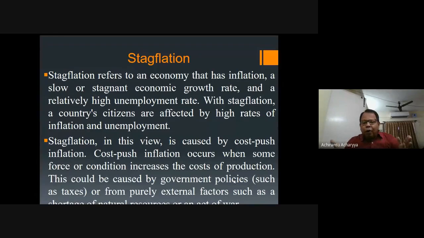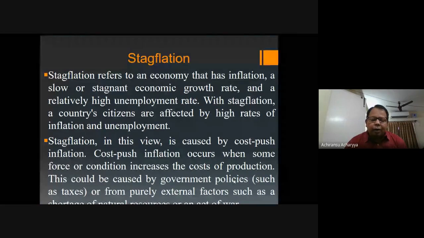A very high unemployment rate occurs, and with stagflation, a country's citizens are affected by high rates of inflation and unemployment. So stagflation in this view is caused by a cost push inflation. We'll talk about that in more detail later on. Cost push inflation occurs when some force or condition increases the costs of production. This could be caused by government policies such as taxes, or from purely external factors such as shortage of natural resources or an act of war.